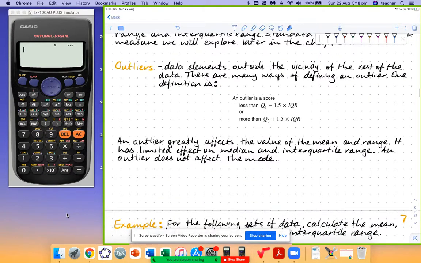Now, when we look at outliers, it greatly affects the mean and the range of data. It has a bit of an effect on median and interquartile range, so it might be only slight, minor differences. An outlier doesn't affect the mode at all. Okay, so if you've got one score that's out in the middle of nowhere, the mode is still going to be the same value. When it comes to standard deviation, which we will look at later, outliers affect those a lot as well.